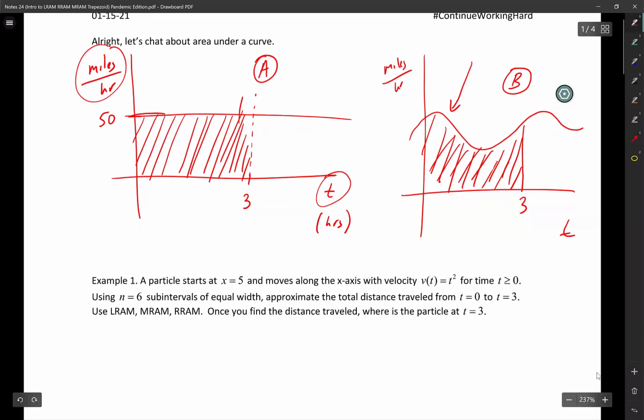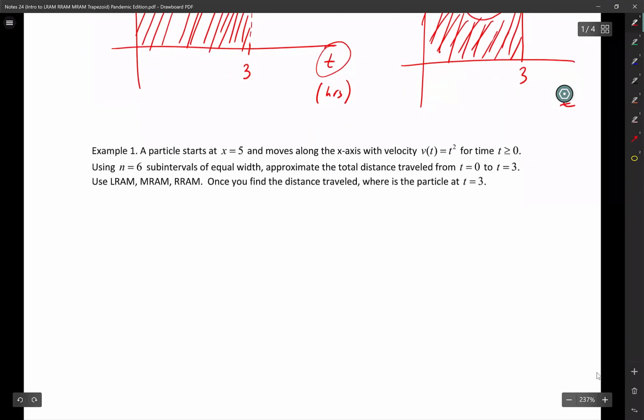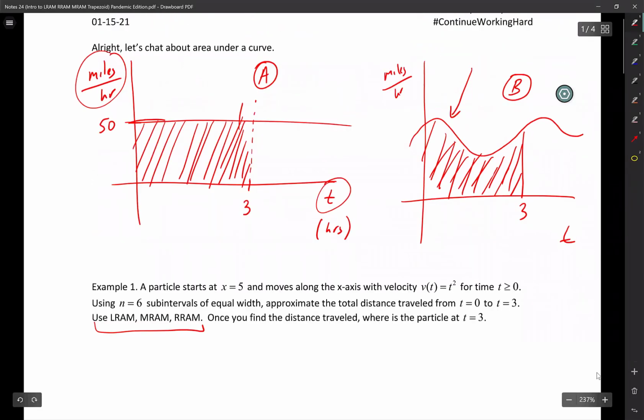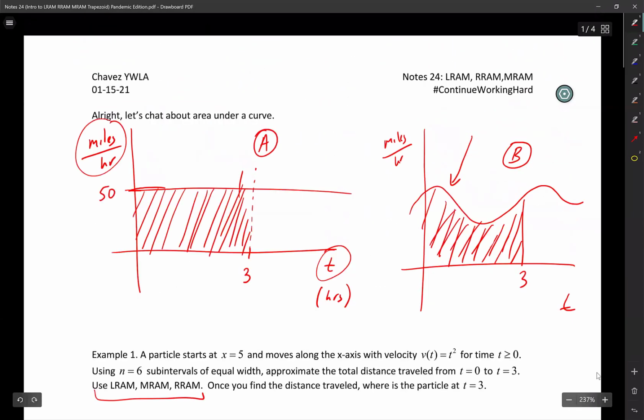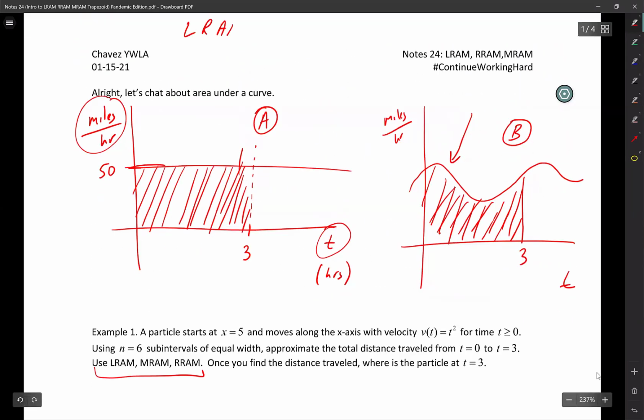Okay, so now that we know that, we're going to utilize these three, and I guess I should have left room to write them. I'll write them up here. So there's something called LRAM, MRAM, and RRAM. And let me tell you what each one stands for. LRAM stands for left, I think it's leftmost, or it might just say left. Rectangular Approximation Method.